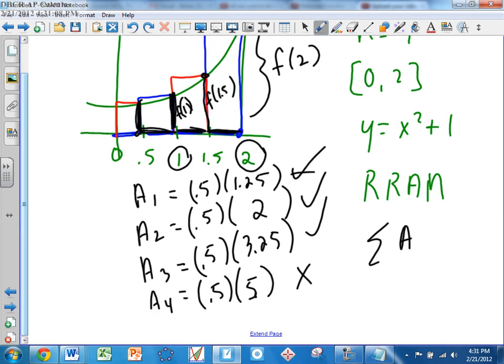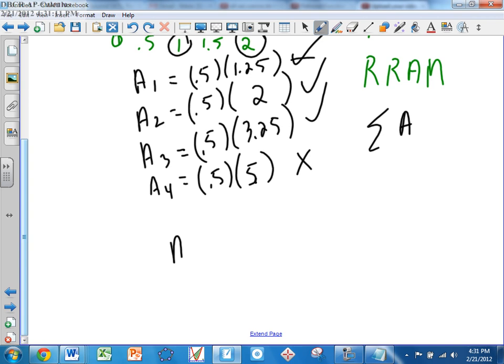So you need the areas of all these, and you need to sum them. Kenny? So with more rectangles, that 0.5 becomes smaller. Not the 5. Sorry, yeah. 5 is the height of the function at the end. It's the height either way. It doesn't change.